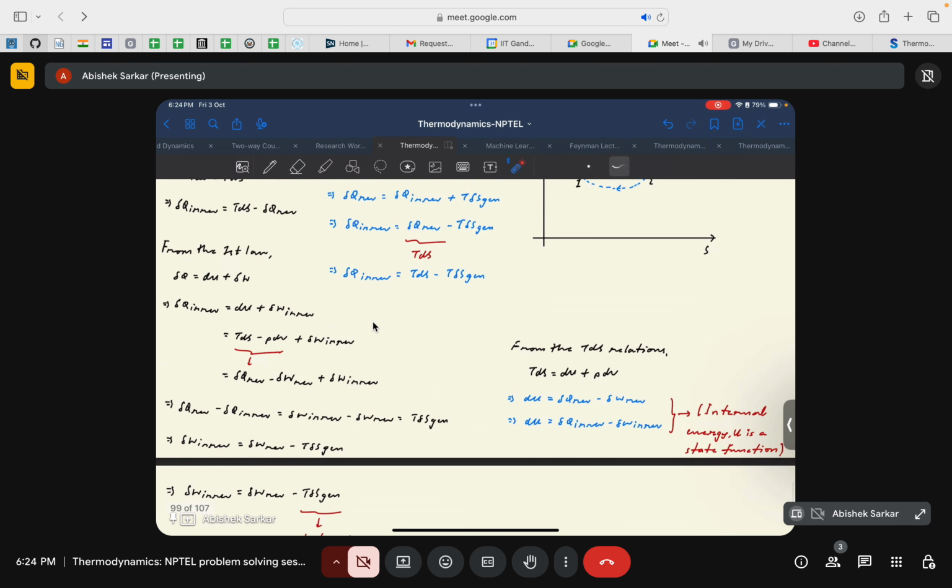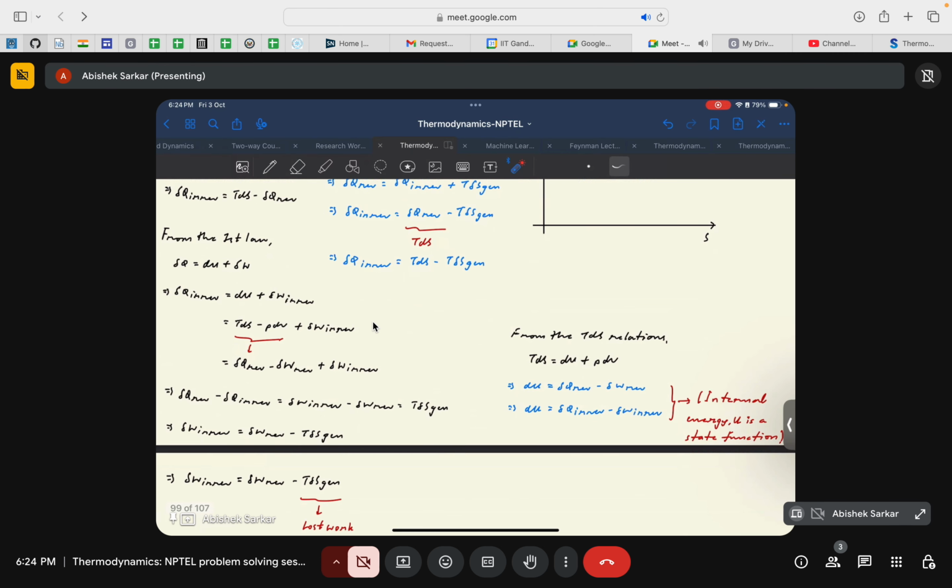So from the first law, we get dQ is equal to dU plus δW, or you can write this for the irreversible process as well. It is δQ irreversible is equal to dU plus δW irreversible. In the case of the first law as well, this is valid for a reversible process, and this is for an irreversible process, but the change in the internal energy would remain the same, even if it is done through an irreversible path. So that's why the change in the internal energy remains intact. So δQ irreversible is equal to dU plus δW irreversible.